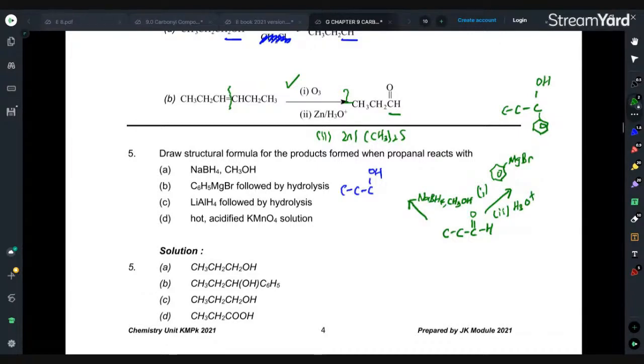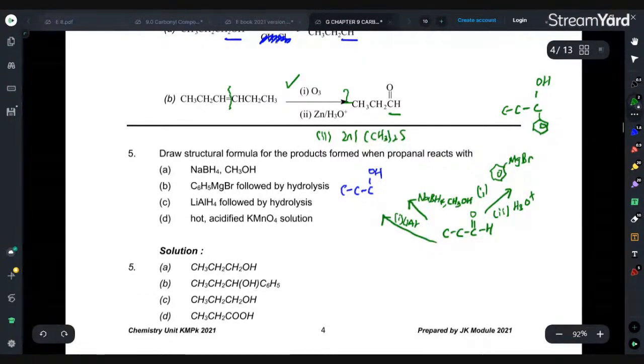Next is reduction as well. So the answer is the same. It will form the same compound. This one you have to write down 1, lithium aluminium hydride, and then 2, H3O+. We form the same product. So that's why the answer is actually the same.